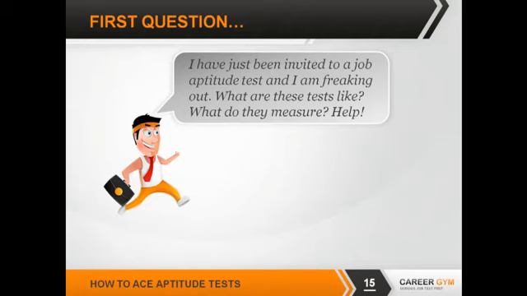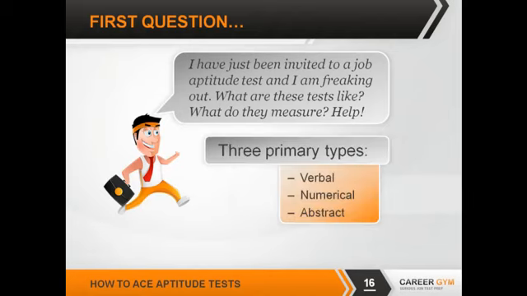So we're going to start off by talking in broad terms about the categories of these tests. There are three primary types. There are those that measure your verbal comprehension or reasoning skills, those that measure your numerical comprehension or reasoning skills, and tests of abstract reasoning. I make the distinction between comprehension and reasoning. Usually comprehension type tests are at a lower level than the reasoning type tests.